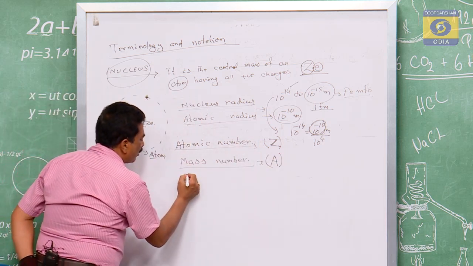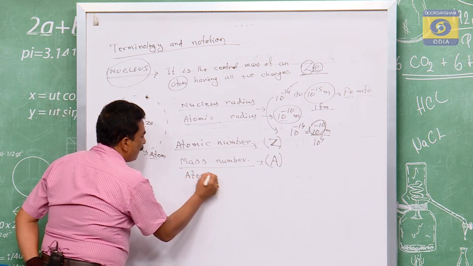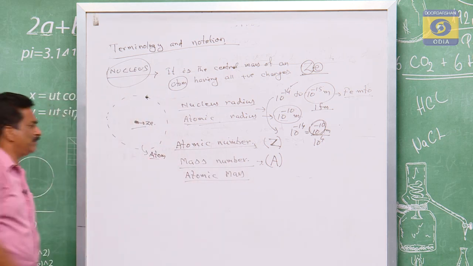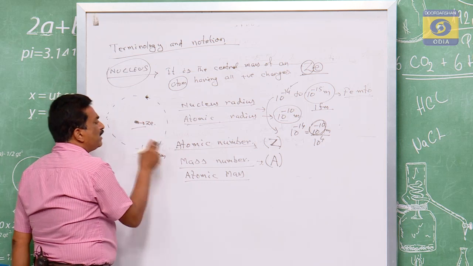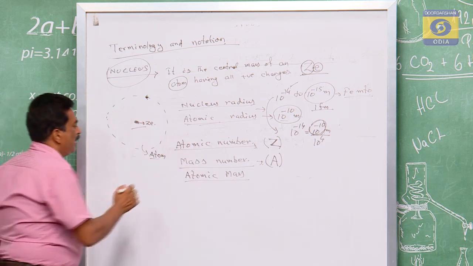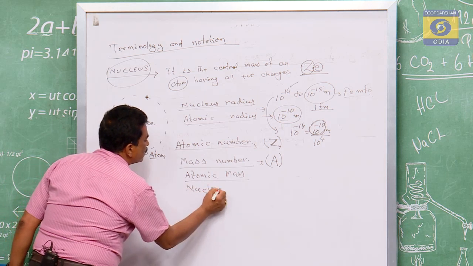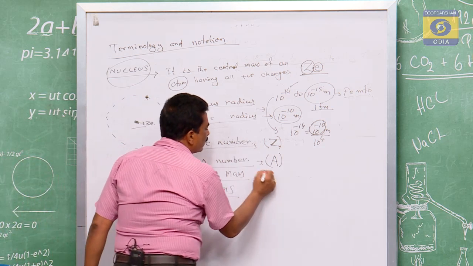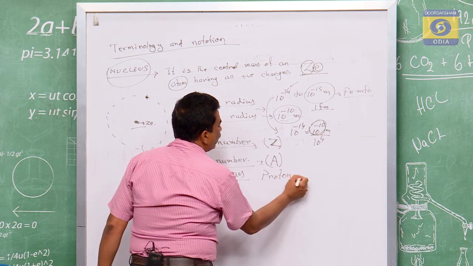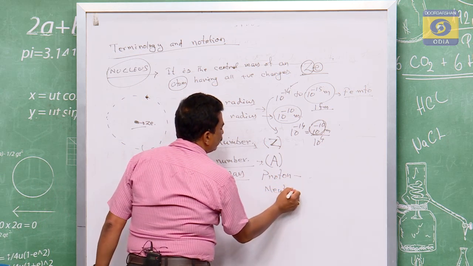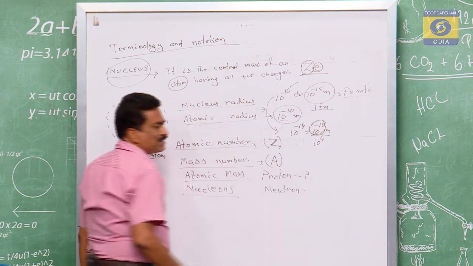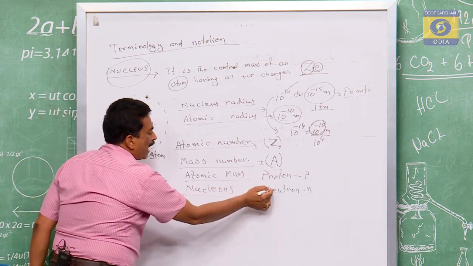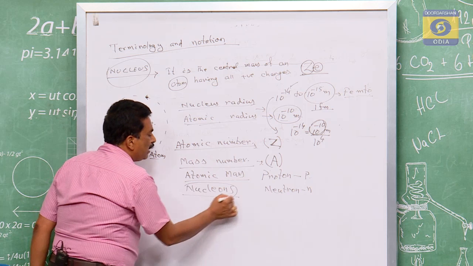Another one is the atomic mass. Atomic mass means the mass of the atom. As I said, that mass of the atom is nothing but the mass of the nucleus. Next, another term is nucleons. Before going to nucleons, there are two terms you have to know: one is the proton, and one is the neutron. The proton is symbolized as P and the neutron is symbolized as N. The sum of the protons and neutrons gives you the nucleons.